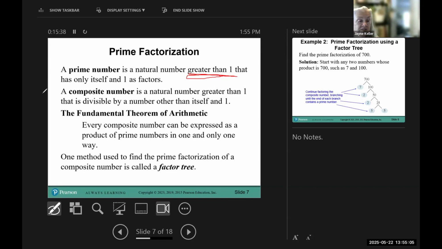And we use this theorem to help us with a lot of things involving fractions, like when we're adding fractions and we need to get a common denominator, or maybe after we've added or multiplied fractions and we want to simplify our fraction. And one of the ways that we find the prime factorization is by using what we call a factor tree.